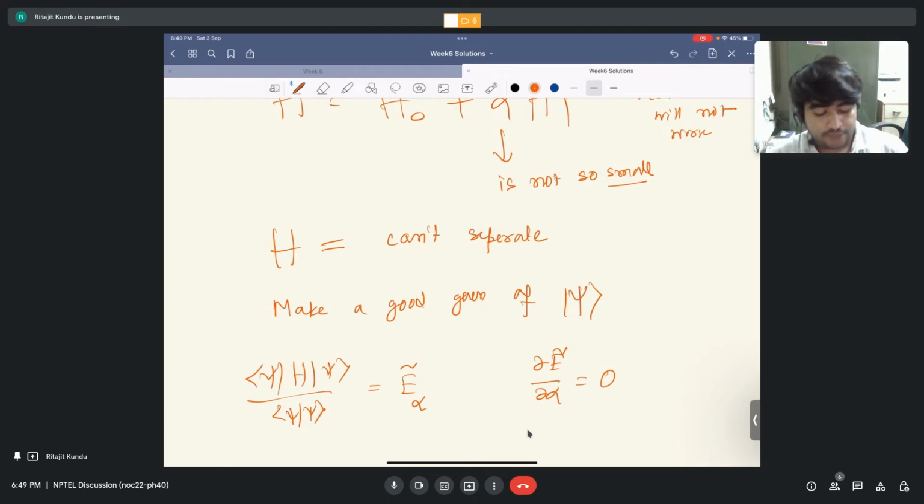So the energy you get from this calculation might not be very accurate. But it is bounded from below. If this is your energy E alpha after doing this variational calculation, and this is your original ground state energy, which you know from some experiments, let's say you can measure the ground state energy, then E alpha is bounded from below by the ground state. That is the main property of this thing. You cannot go below the ground state.